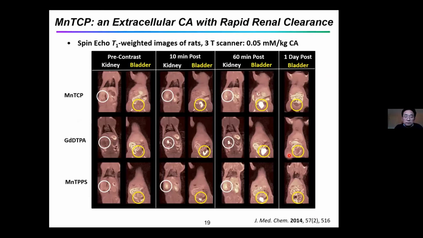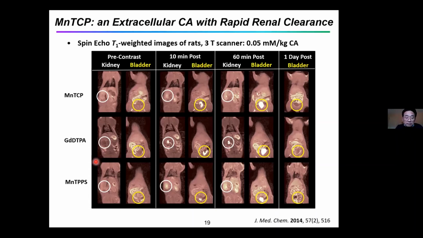stability. So now I wanted to talk a little bit more on the application side. As I told you, we designed the manganese TCP, the smallest one. We wanted to have that agent for very fast clearance and detecting tumors. And indeed, the animal study really showed us that when you inject these agents, very quickly the agent will pass through the kidney filtration and will accumulate in the bladder. In 1 day, all the signal enhancement is gone, meaning that the agent is excreted very efficiently.